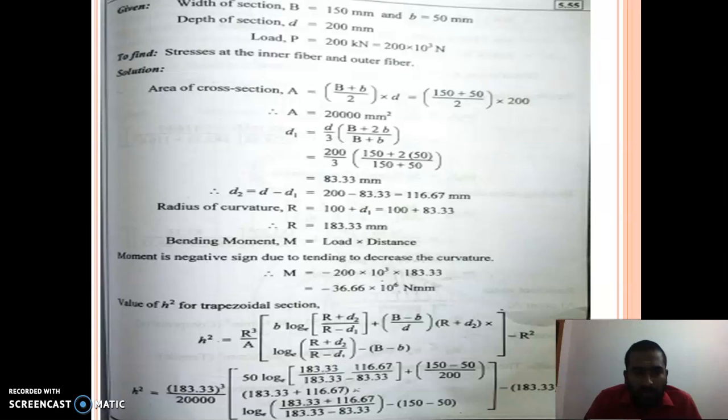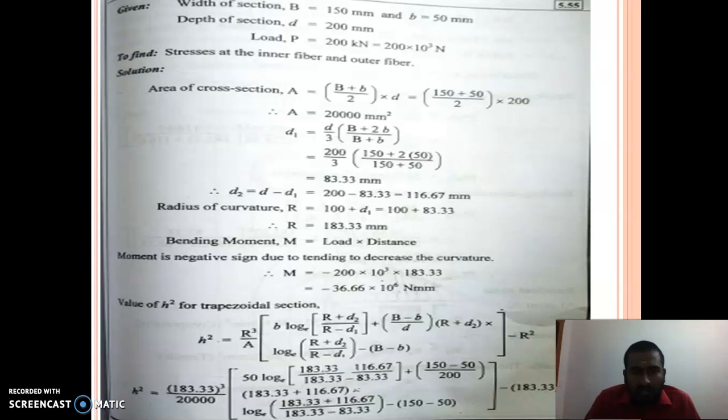Now we are finding D1, the distance of the broader edge from the centroidal axis. So D1 is D by 3 into (B plus 2b) divided by (B plus b). You are getting 83.33 mm. For calculating D2, you can subtract D1 from D. So it is 200 minus 83.33. It is 116.67 mm.